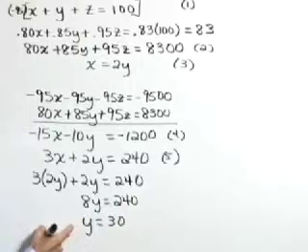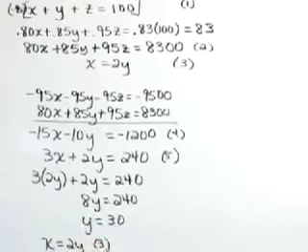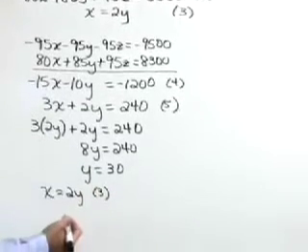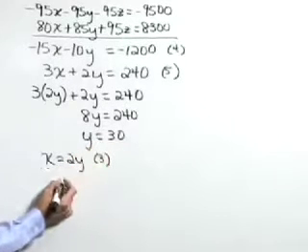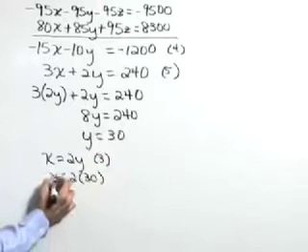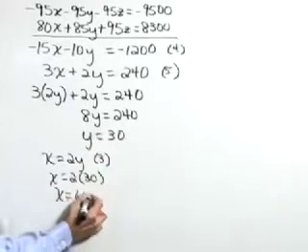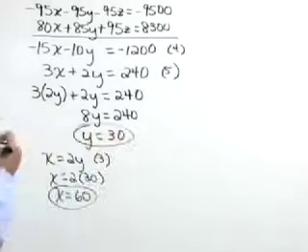Let's use now equation 3, which reads x is equal to 2y, to solve for x, the amount of orange pekoe. Substituting 30 in for y gives x is equal to 2 times 30, or x is equal to 60. So now we know the amount of orange pekoe.